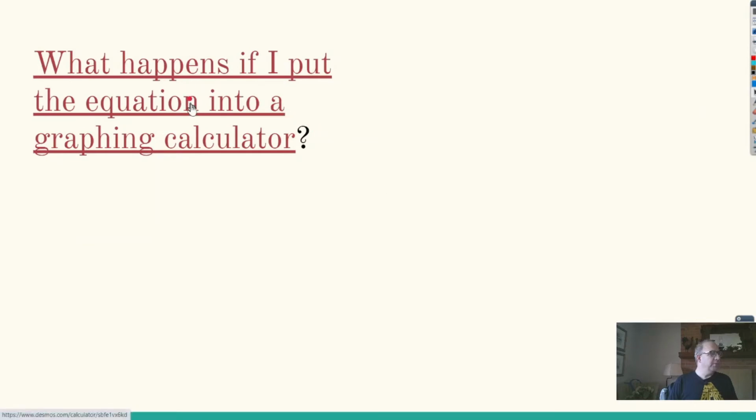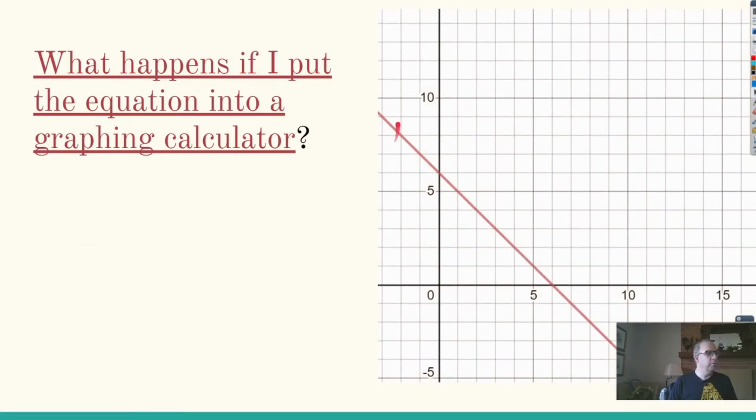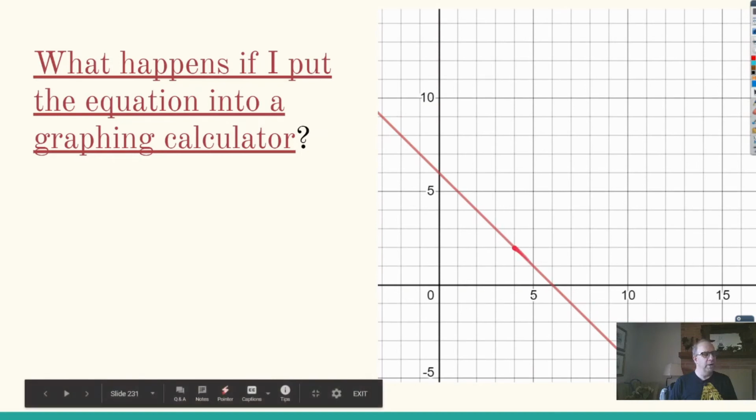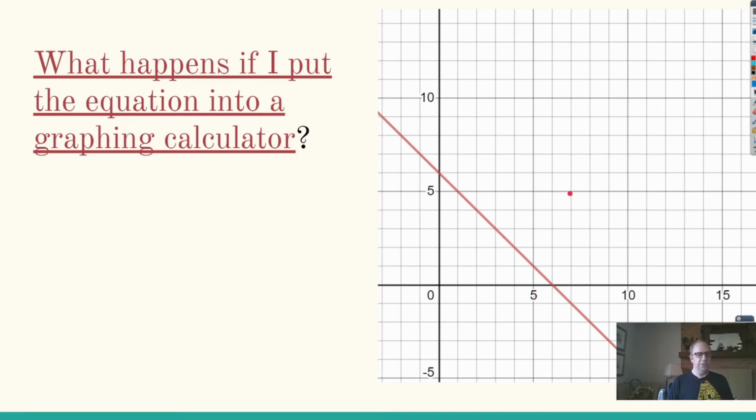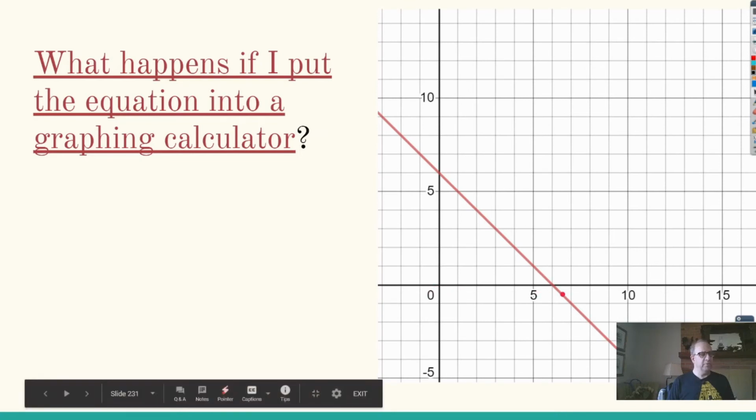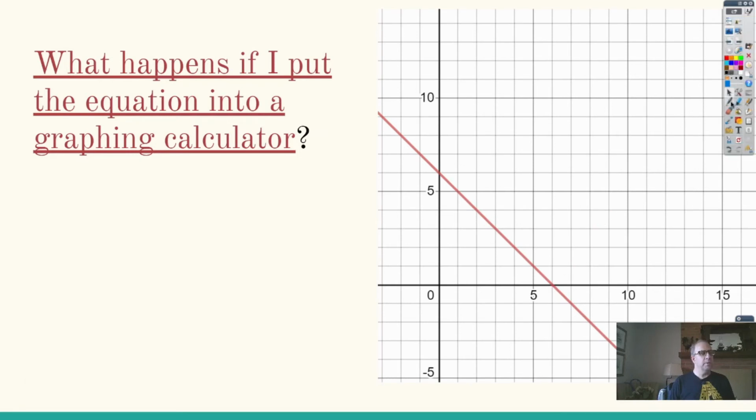What happens if I put the equation into a calculator? This is what comes out: a straight line. They don't give us any points on this line. They just tell us it's a straight line because anything on this line works. If I pick 6 for my x, then I get 0 for my y. That's this point. If I pick 0 for my x, then I get 6 for my y.